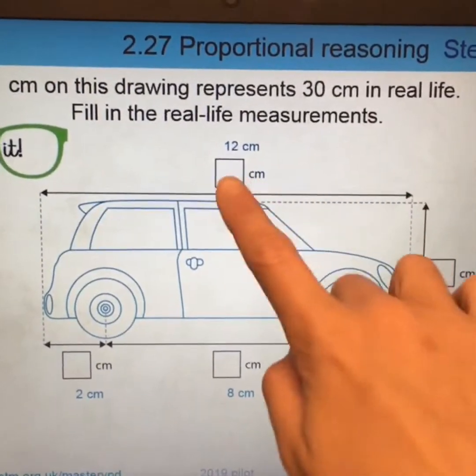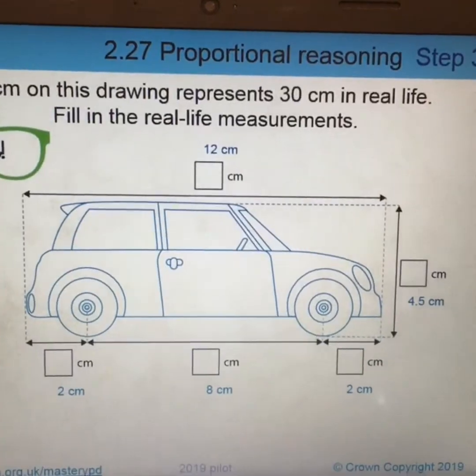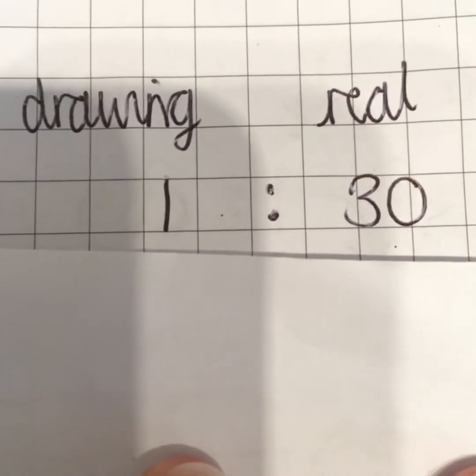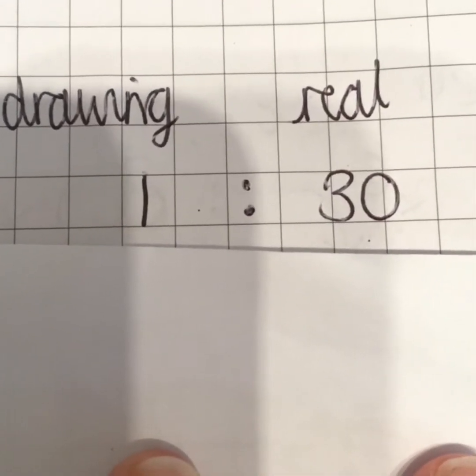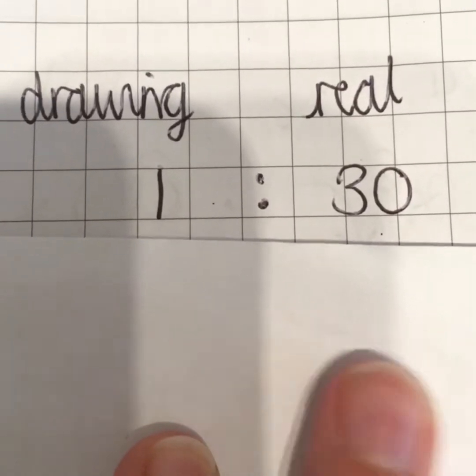I'm going to have a go at working out what these would all be in real life. Off we go. Right then, answer time. So here is my ratio. 1 centimetre on the drawing is the same as 30 centimetres in real life. I've written that at the top so I don't get confused.